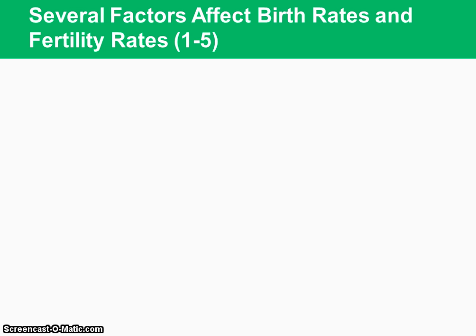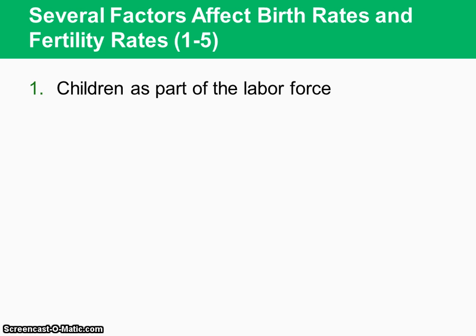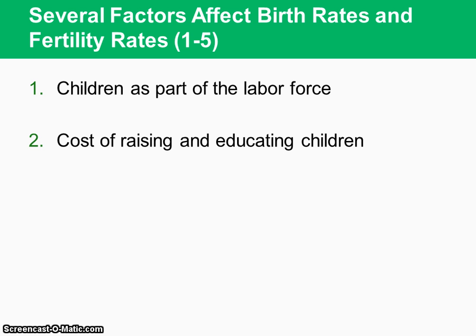There are 10 main factors, and these are very important for you to know and to understand how they affect the total growth for a population. So the first one is the importance of children as part of the labor force. If you need children to work on your farm or to beg for you in the streets, then you are going to have more children. This increases fertility rate.